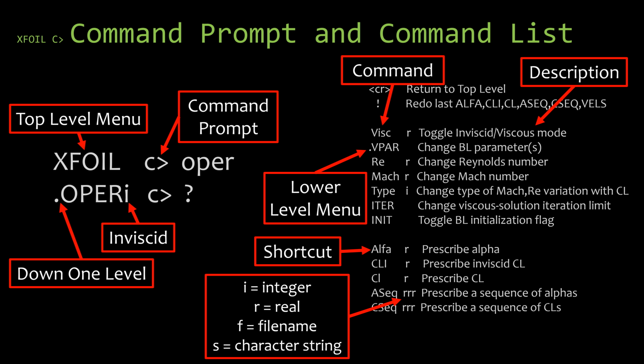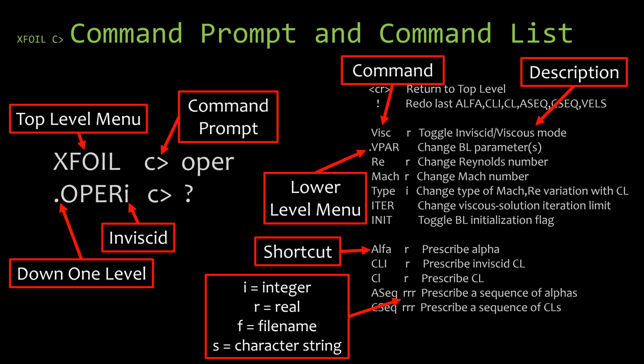So continuing with the alpha command, if I wanted to perform the alpha command at 5 degrees angle of attack, then I could type in alpha space 5 and hit enter. Or, if I was doing the shortcut, I could type in A space 5 and then enter, and it will perform the alpha command at 5 degrees angle of attack. If I wanted to do it at 10, then I'd type in alpha space 10 and hit enter, or A space 10 and enter. So that's what that second column is.